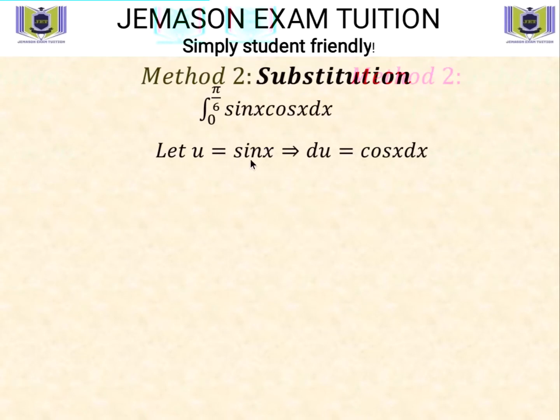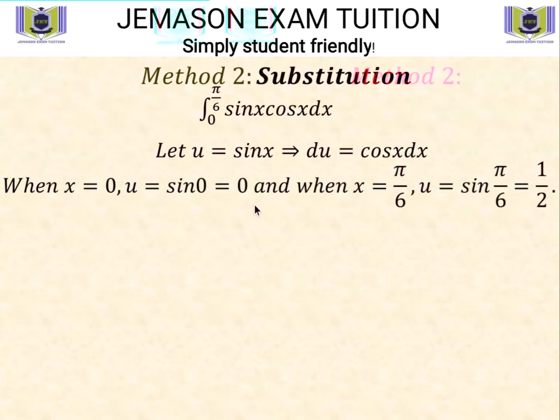So if u equals sin x, then differentiating with respect to x, we see that du would be equal to cos x dx. Then we also need to change the limits to reflect the new variable, and when x equals 0, we have that u should be sin 0, which is 0, and when x equals pi on 6, u equals sin pi on 6, pi on 6 being 30 degrees, sin 30 is half. So we have that the integral from 0 to pi on 6 of sin x cos x dx simply becomes the integral from 0 to half of u du, because sin x is u and cos x dx is du.